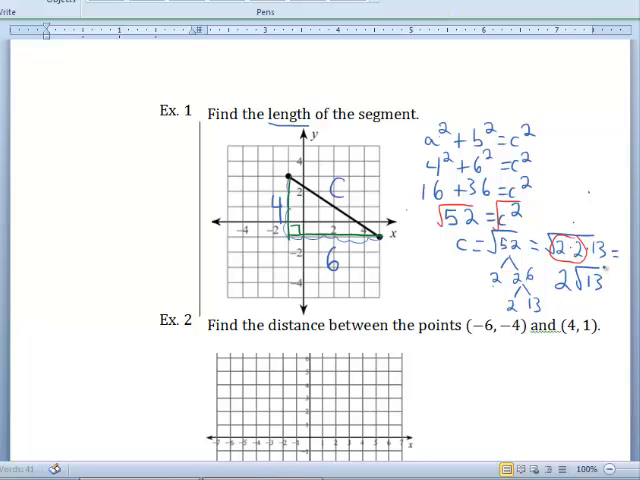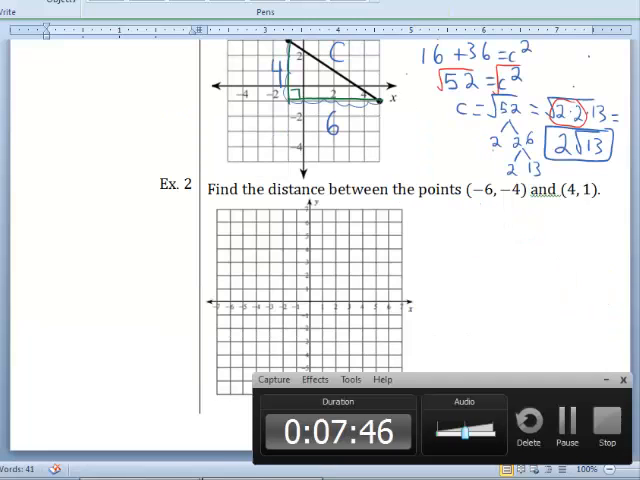And that's my simplified answer. A quick note on that: if you put this into the calculator, you're going to get a decimal answer. That decimal answer is approximate. It's not the exact answer. I want to get the exact length of side c, the length of my segment, so I leave it as a simplified radical to get the exact answer.